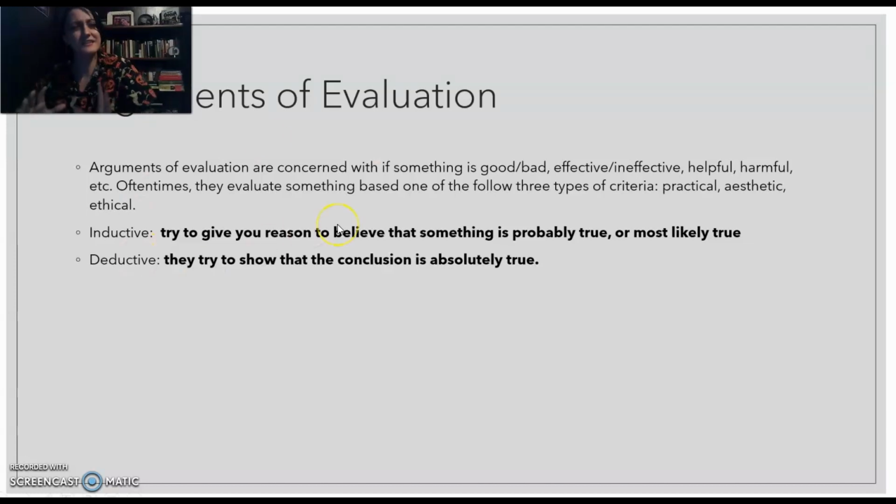So that's essentially what arguments of evaluation are. They say, hey, we should do this thing because it's very helpful, or we should not do this thing because it's very harmful, and here are all the reasons why. These also fall into the categories of inductive and deductive reasoning. Again, this is where we start to hit the philosophy, so we're not going to go too deep, but essentially, you're arguing for or against something based on how good, how bad, how effective, how ineffective, how harmful, or how helpful it is.